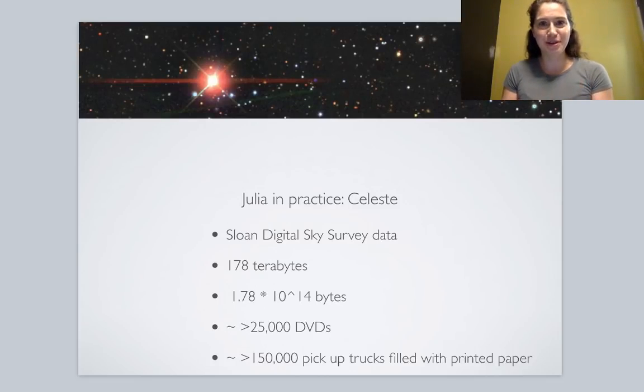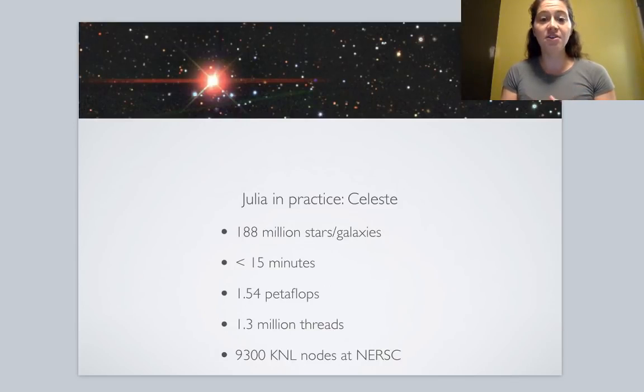NERSC is the supercomputing center up at Lawrence Berkeley National Lab in the Bay Area. Harnessing both the power of Julia as their software and these NERSC supercomputers as their hardware, they were able to catalog 188 million stars and galaxies.